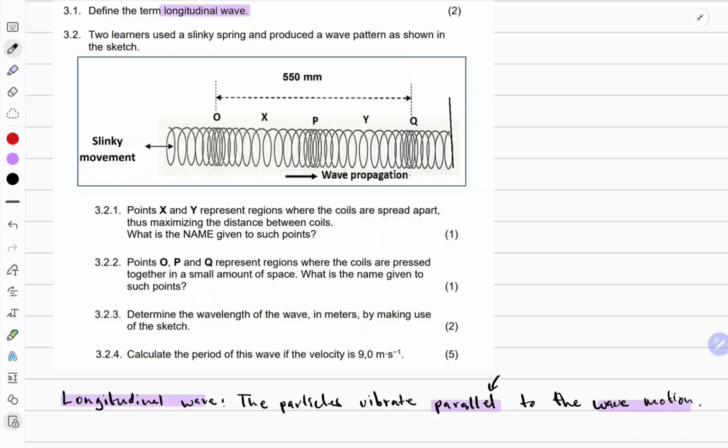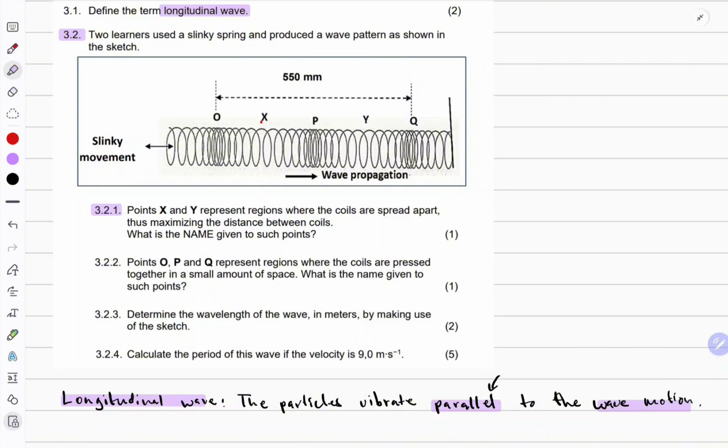So if you consider the particles, or let's consider a particle, suppose this particle here by x, you'll see that this particle vibrates along the x-axis, back and forth. So this is how the particle behaves. It moves back and forth, hence it's vibrating. And the wave propagation is from left to right. So when the motion of the particle is parallel to the motion of the wave itself, we say it's a longitudinal wave.